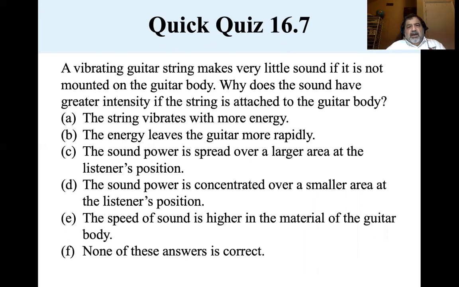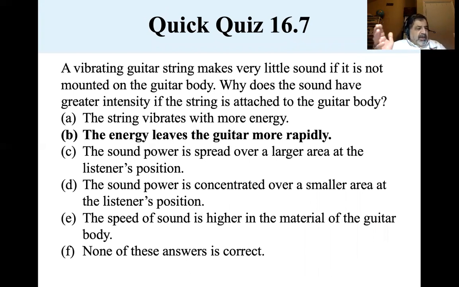And the answer is B, the energy leaves the guitar more rapidly. It's the large area of the guitar body that sets many elements of the area into oscillation and allows the energy to leave the system by mechanical waves at a much larger rate than the thin vibrating string.